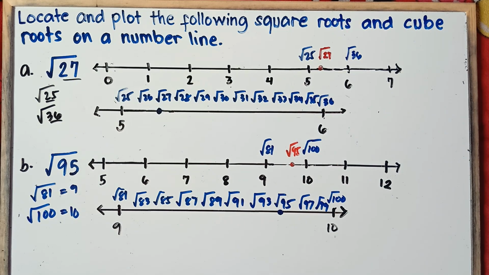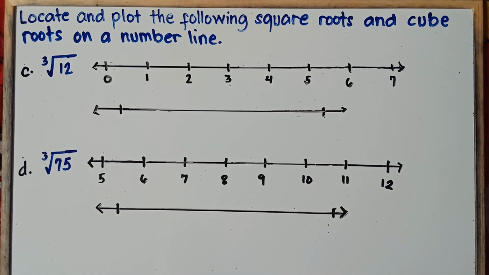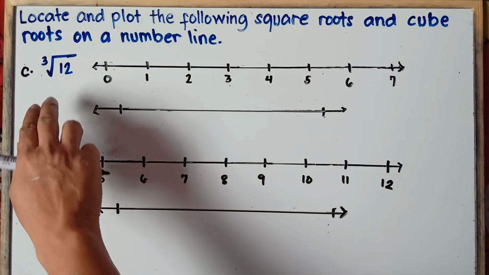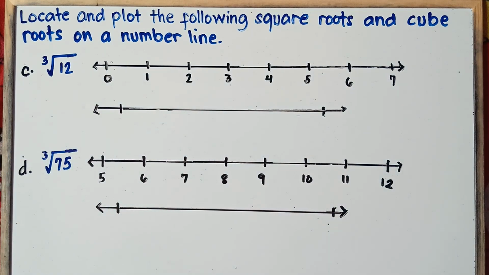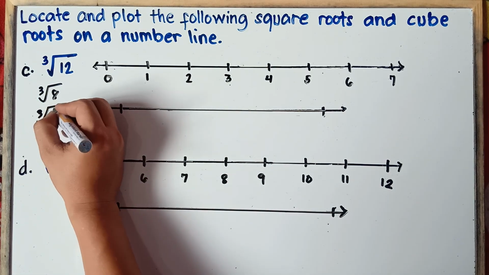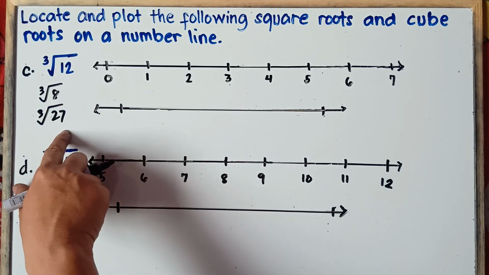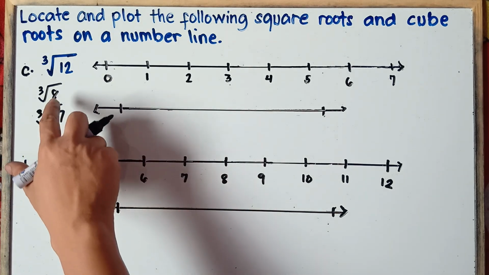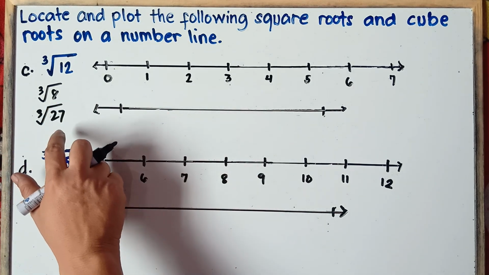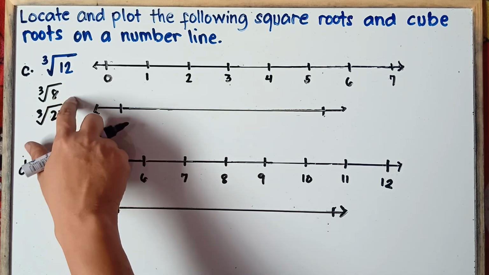Alright, so let's have another example, class, for the cube root. Let's proceed now to letter C. Our given is the cube root of 12. Now think of perfect cubes, class, that are near to 12. That would be the cube root of 8 and then the cube root of 27, right? 8 and 27 are perfect cubes. So near to 12, that would be the cube root of 8 and the cube root of 27. And 12 is in between 8 and 27.